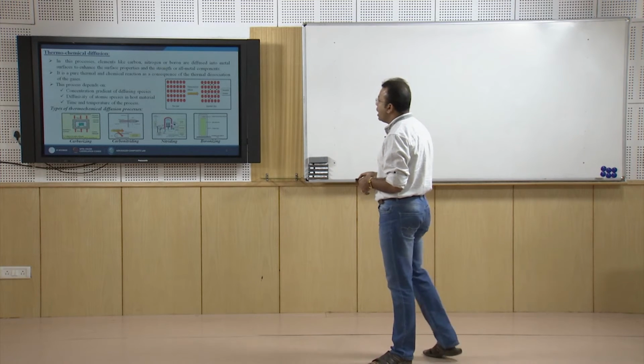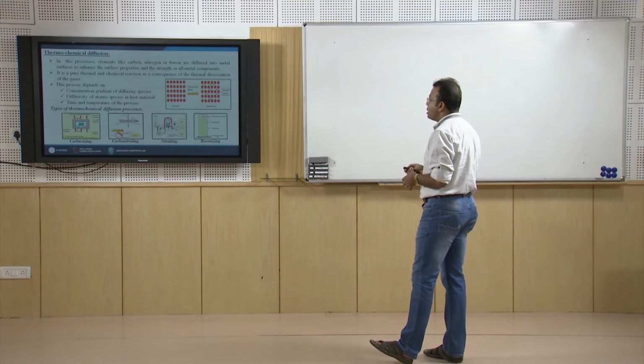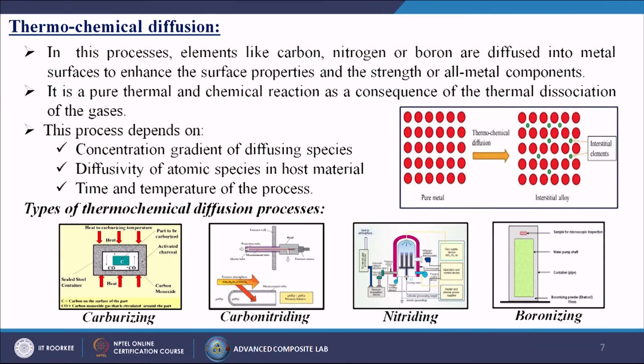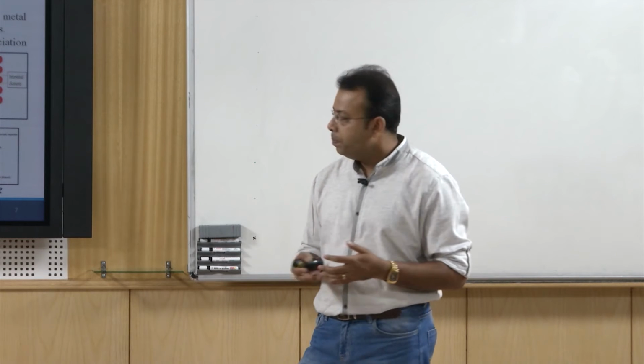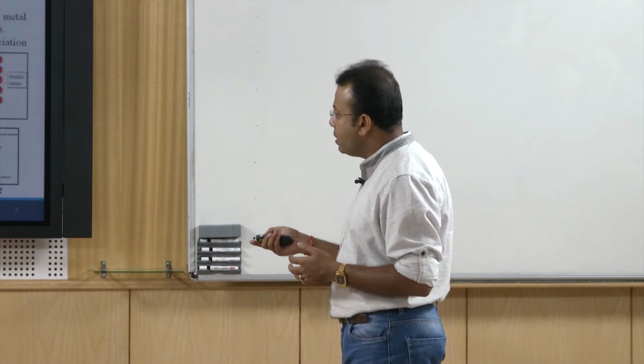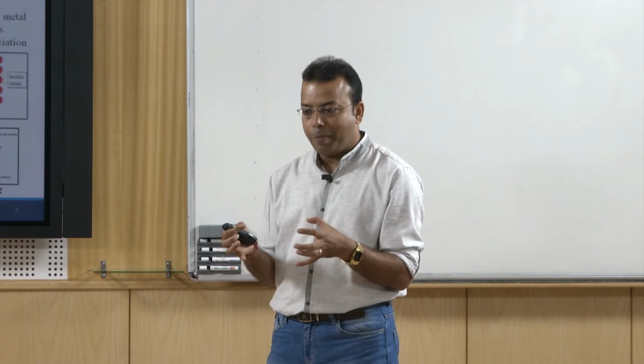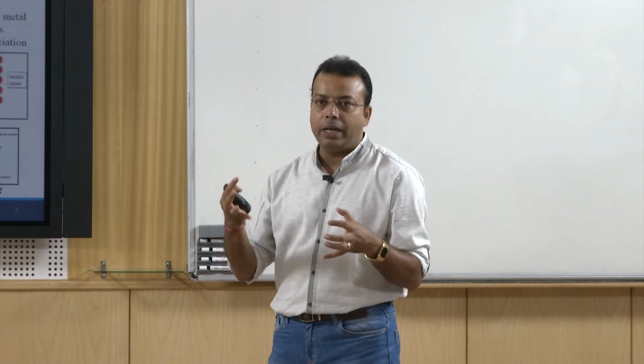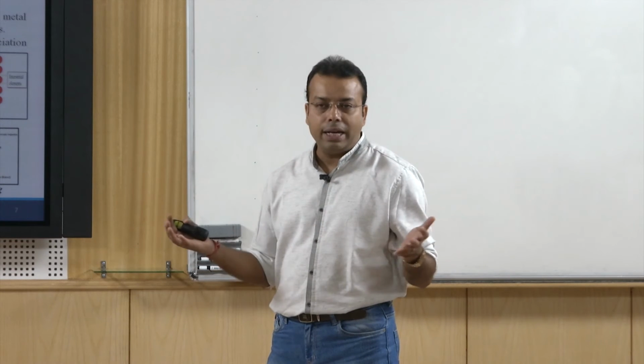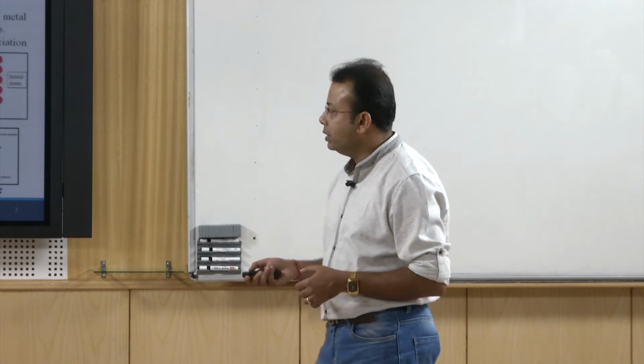Next one is called thermochemical diffusion. In this process, elements like carbon, nitrogen or boron are diffused into the metal surface to enhance the surface properties and the strength of components. In my previous slides I have also discussed that we do carbonitriding, nitriding, boronizing, or carburizing. We keep the material in that particular environment, then the gas comes, reacts with the metal surface and changes the material properties.